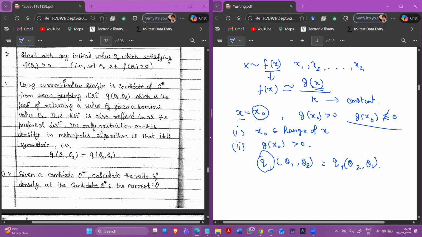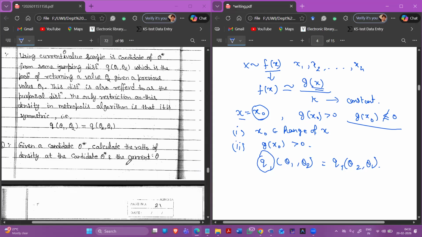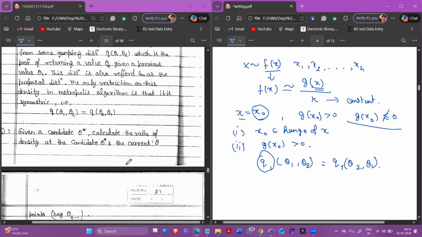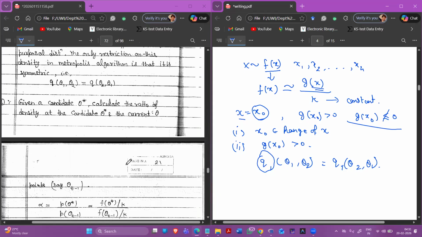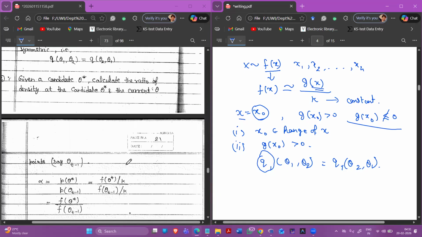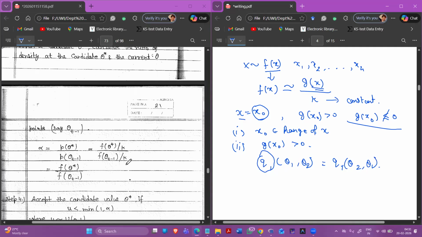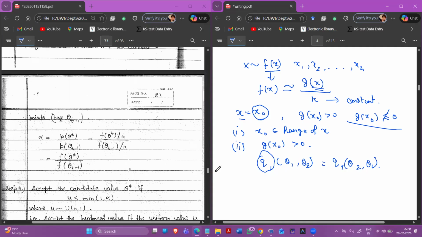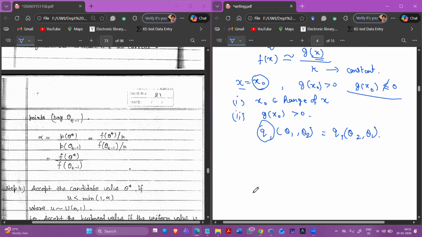I need to introduce one value, and for a given candidate value theta star, calculate the ratio of density at the candidate theta star and the current value of theta, say theta t minus 1. So basically what I need to do is introduce x naught here. I will start with the x naught.